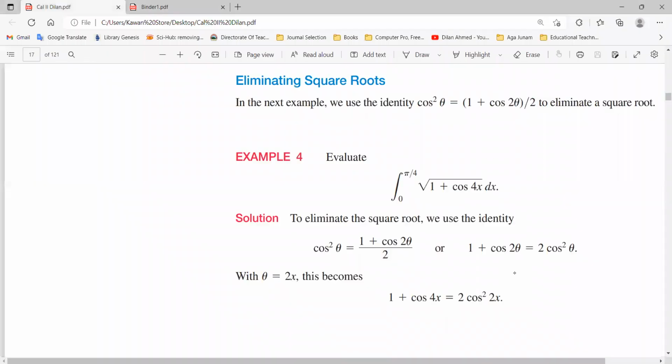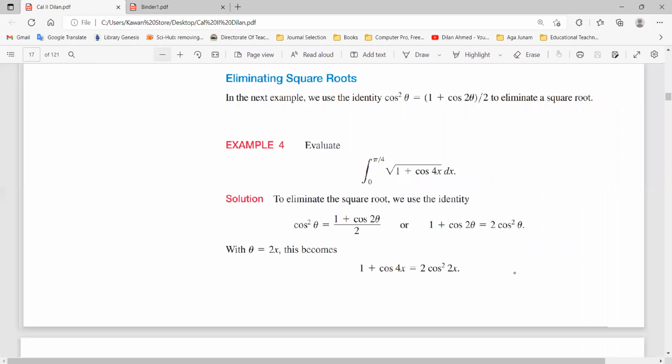Good morning and welcome back again to the class. Today we are going to cover, or finish, our section 8.3, eliminating square root. We stopped here, I think, and I'm going to finish that section with you. So eliminating is inside the sine and cosine function.